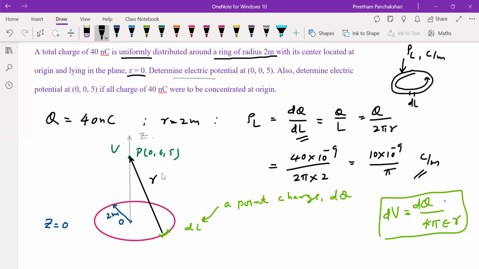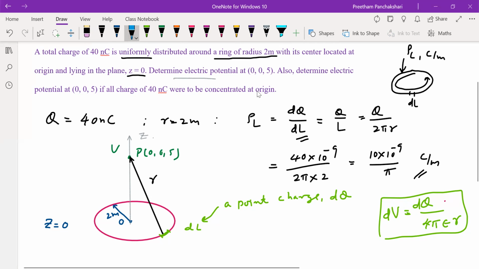And we can take this distance as r. So this is what's up. Now the question is how to find r and how to find this dl. So there are two issues now.